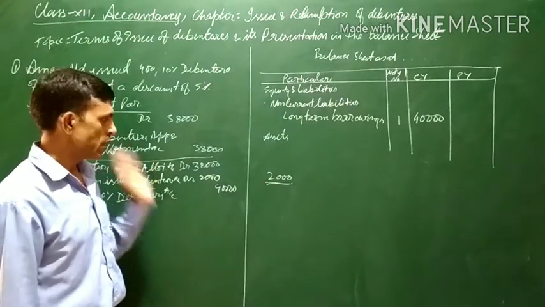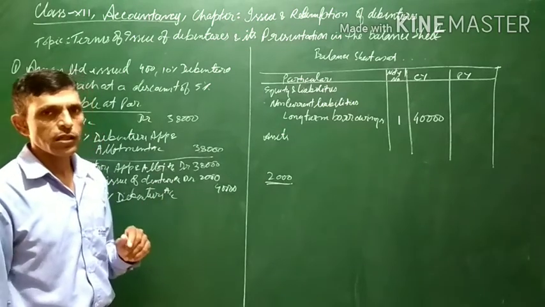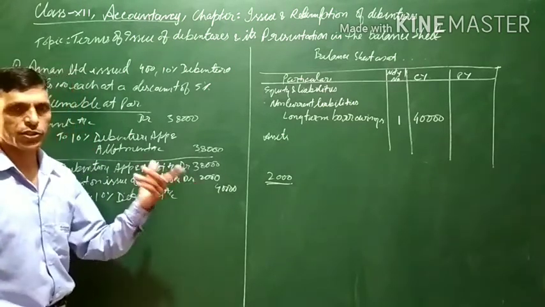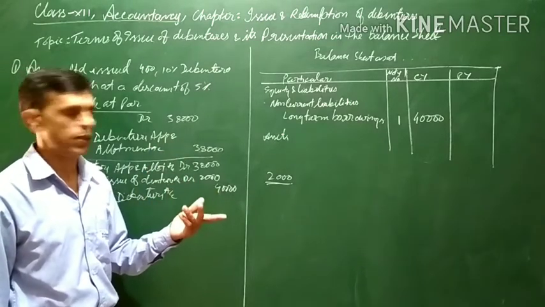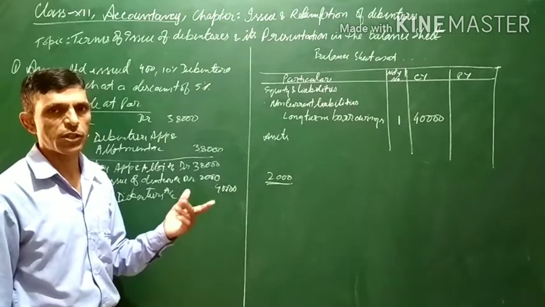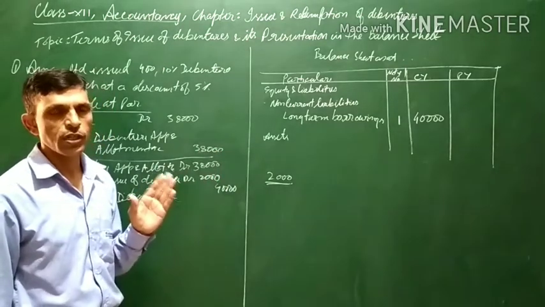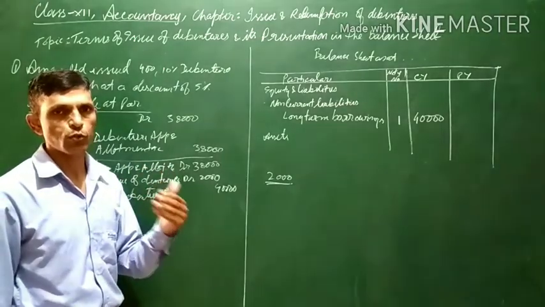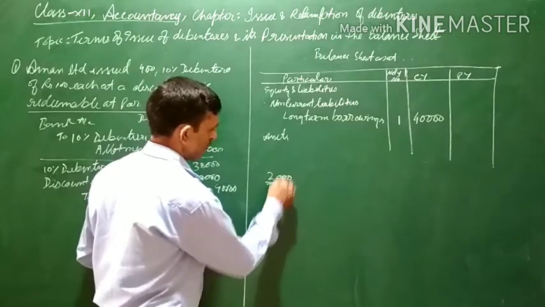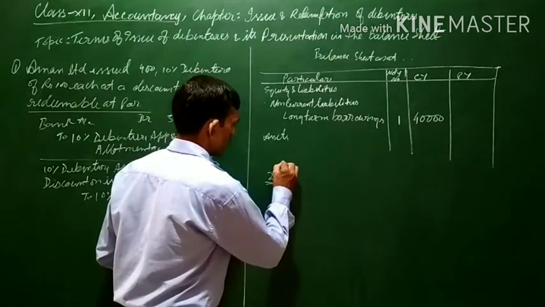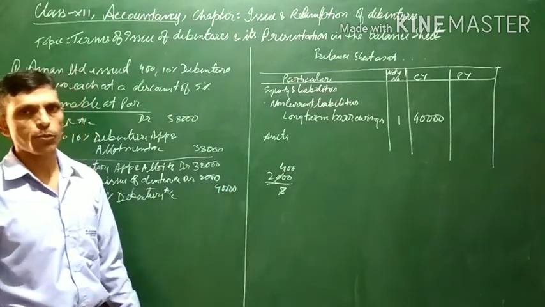Here the lifetime of the debenture is not mentioned. So we can assume anything, maybe 5 years, 10 years, 3 years, the debentures are redeemable after that period. We are assuming, suppose that the debenture is redeemable after 5 years. Means within this 5 years, this 2,000 will be written off. So we will divide it by 5. It will come to 400. Means every year 400 will be written off from the statement of profit and loss.